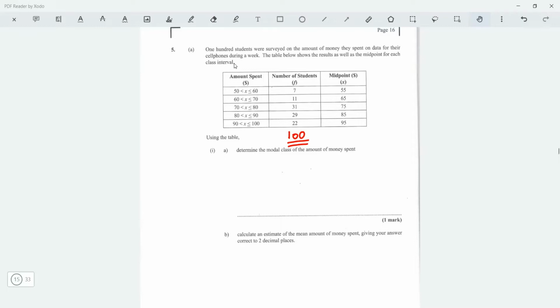Now, the modal class is pretty much where most students would have spent money. Let's look at where most students spent money, like where the frequency is the highest. That's the mode. I see 31 right here, and that corresponds to this right here. So the modal class of the amount of money spent is between $70 and $80.